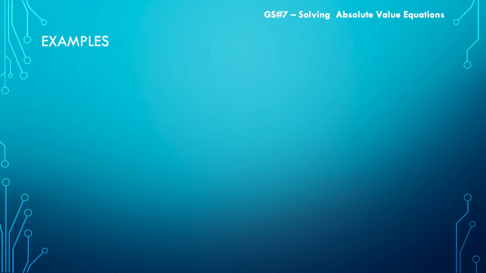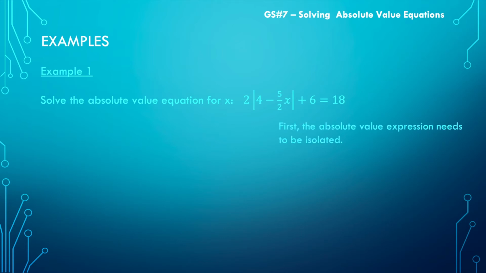Okay, so let's start with this example here. Let's solve the absolute value equation: 2 times the absolute value of 4 minus 5 halves x, plus 6, is equal to 18. Now remember, first thing, we want to isolate the absolute value expression. So we want to get what I've highlighted in pink here by itself on the left-hand side.